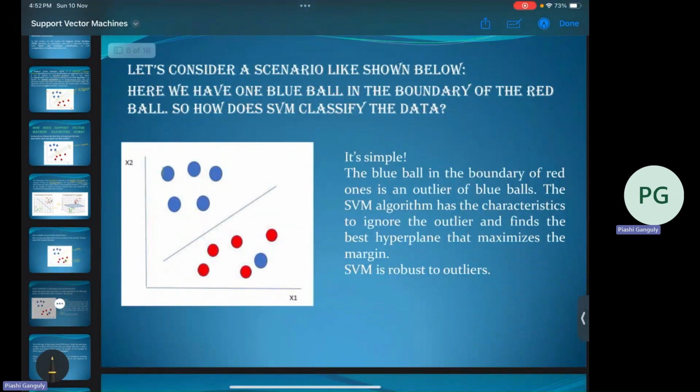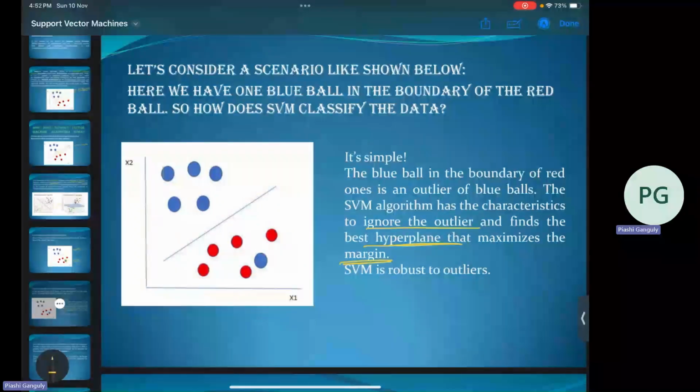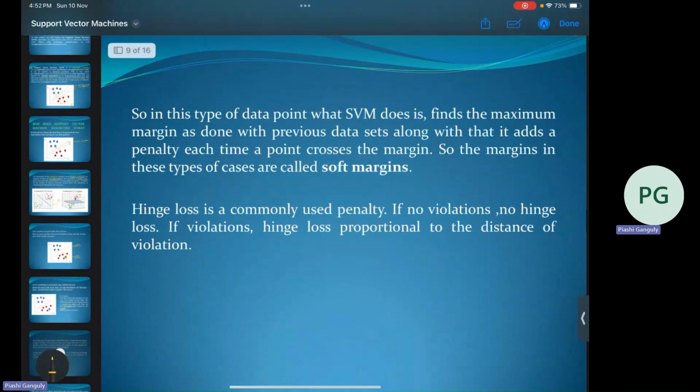So what I was talking about is this one. This is my hyperplane. It ignores the outlier and finds the best hyperplane that maximizes the margin, right? As I explained in the above figure, SVM adds a penalty each time a point crosses the margin. In this type of case, we call it a soft margin.